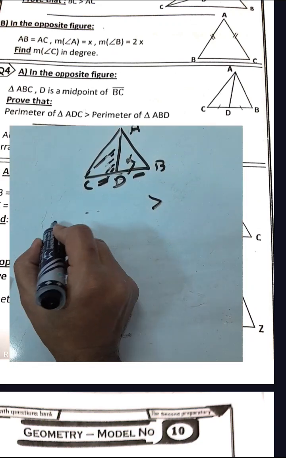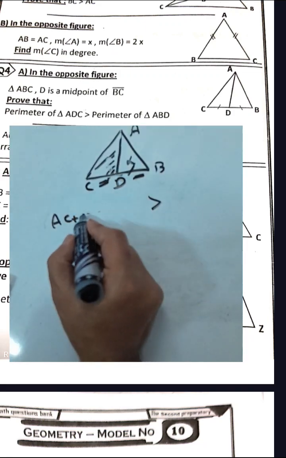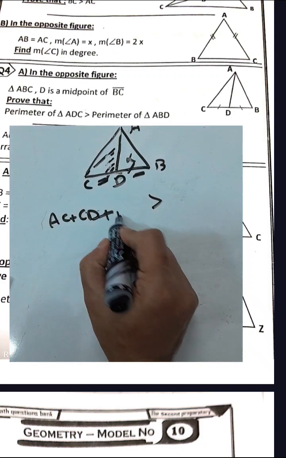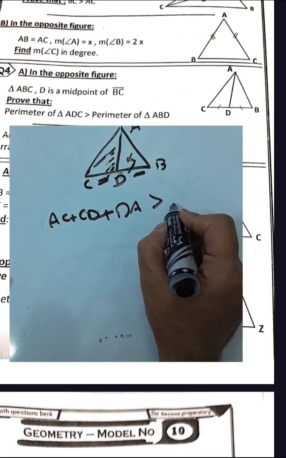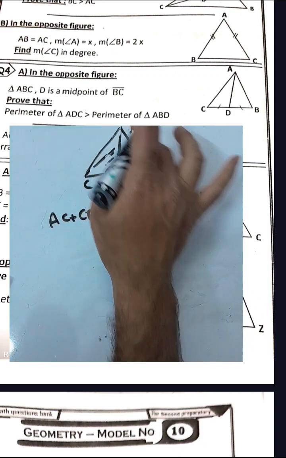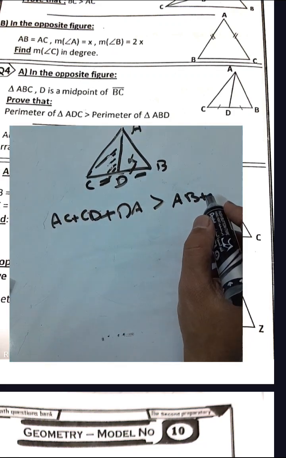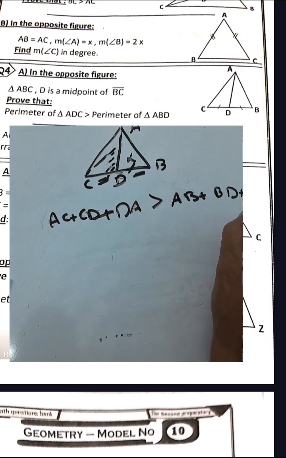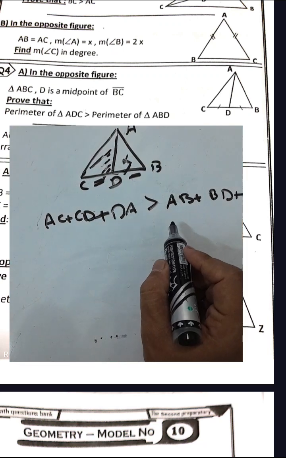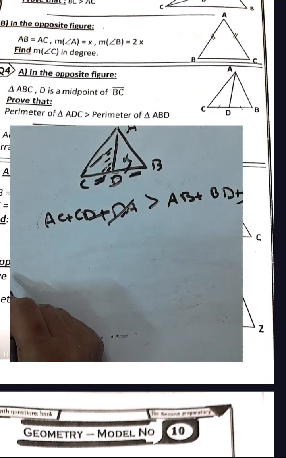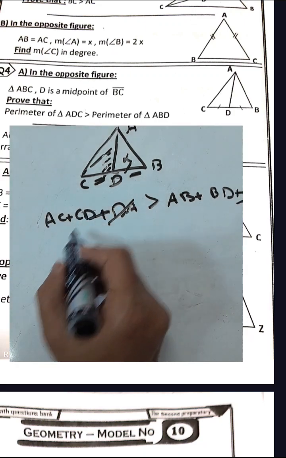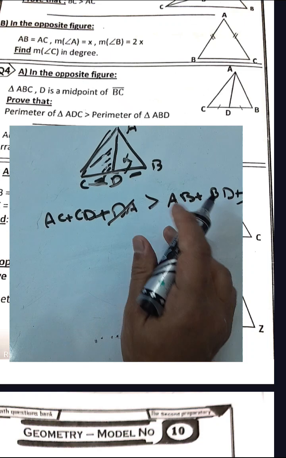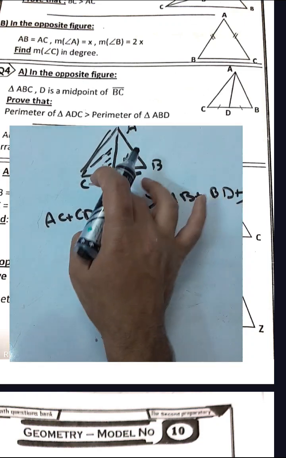Think with me, AC plus CD, it's the perimeter of this triangle, AC plus CD plus DA. And in this triangle we can write AB plus BD plus DA. DA, we can cancel it. Then AC plus CD will be greater than AB plus BD.